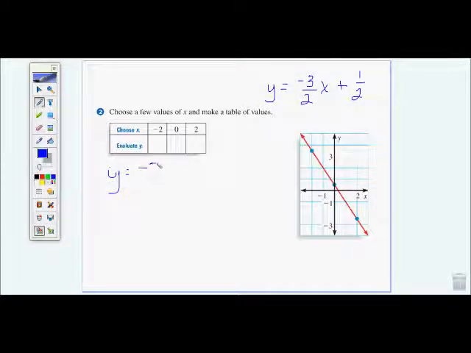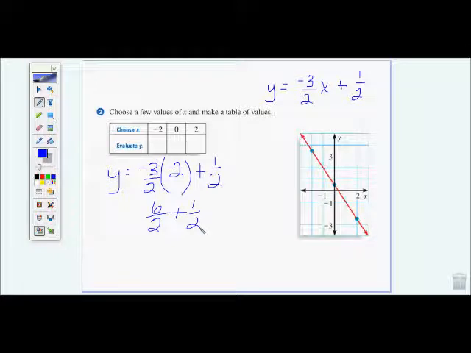I have -3/2, and multiply that by -2. And I'm going to add 1/2. So I would have 6/2 plus 1/2. And that would be 3.5. Or I could leave it as 7/2. Whichever way is easier for you to graph. So my answer for the first one is going to be 7/2.